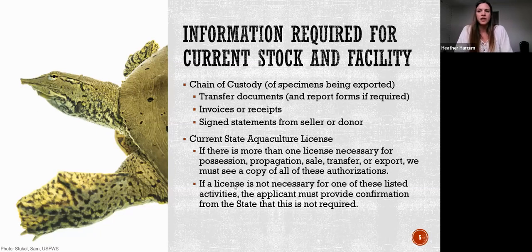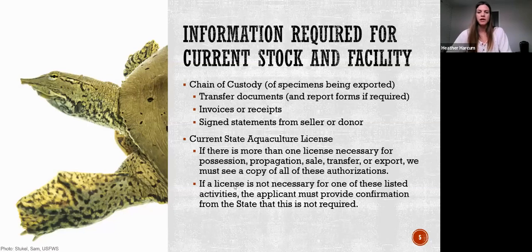Additionally, for their current stock and facility, we'd be looking at the chain of custody of specimens being exported. If this was harvested, or if it was sent from facility A to facility B before it's being exported, we want to see those transfer documents, any report forms that are required by those states, invoices and receipts, or at least a signed statement from the seller or donor of those specimens before we issue a permit and find a positive legal acquisition finding.